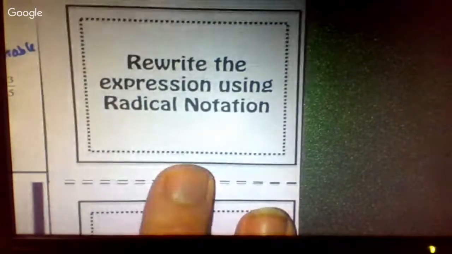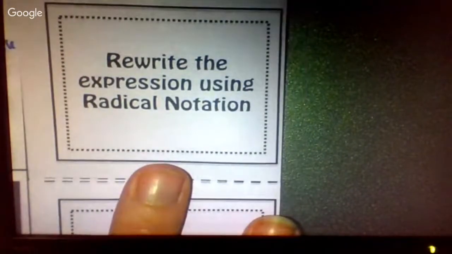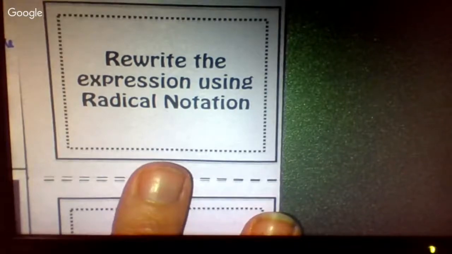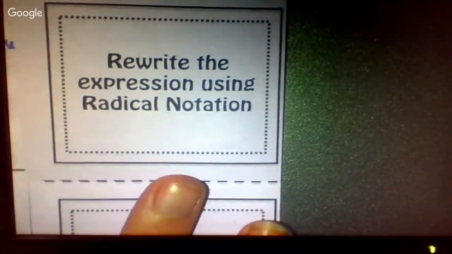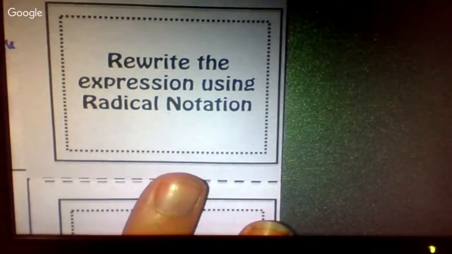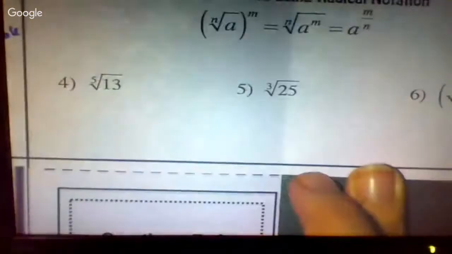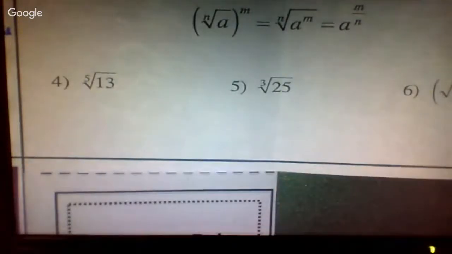Okay. So on the other side, we can rewrite the ones that are in radical notation back into fraction form. So instead of going from 8 to the 2/3 and changing it to radical, we're going from radical to fraction. Remember, whatever it's raised to is the top part of the fraction, your numerator, and whatever the index is, is your denominator.